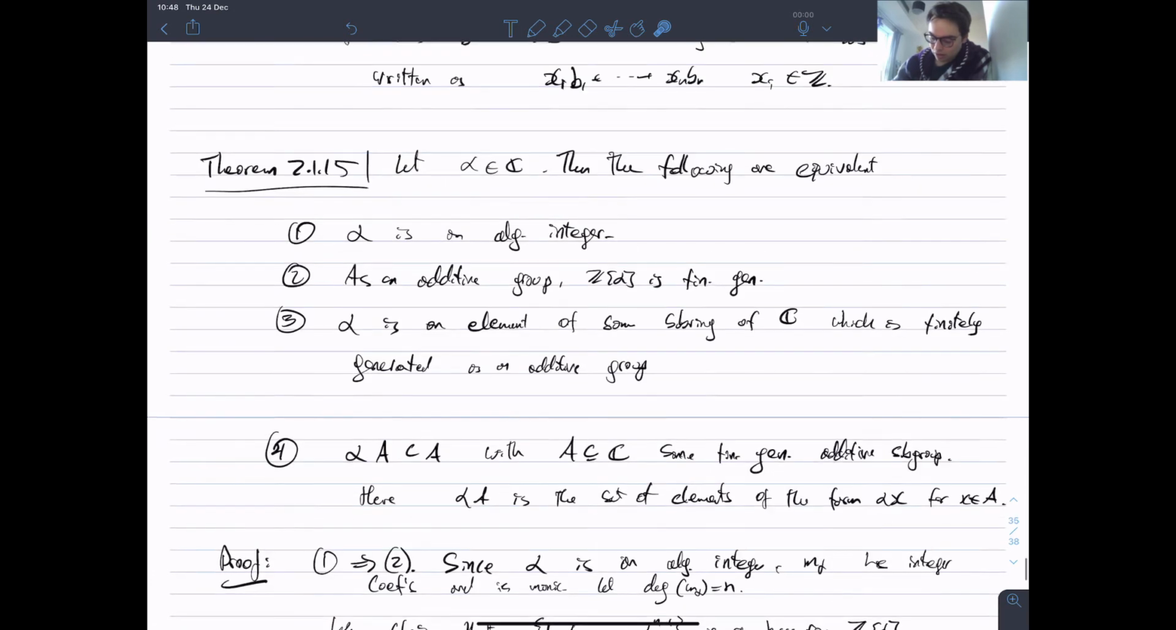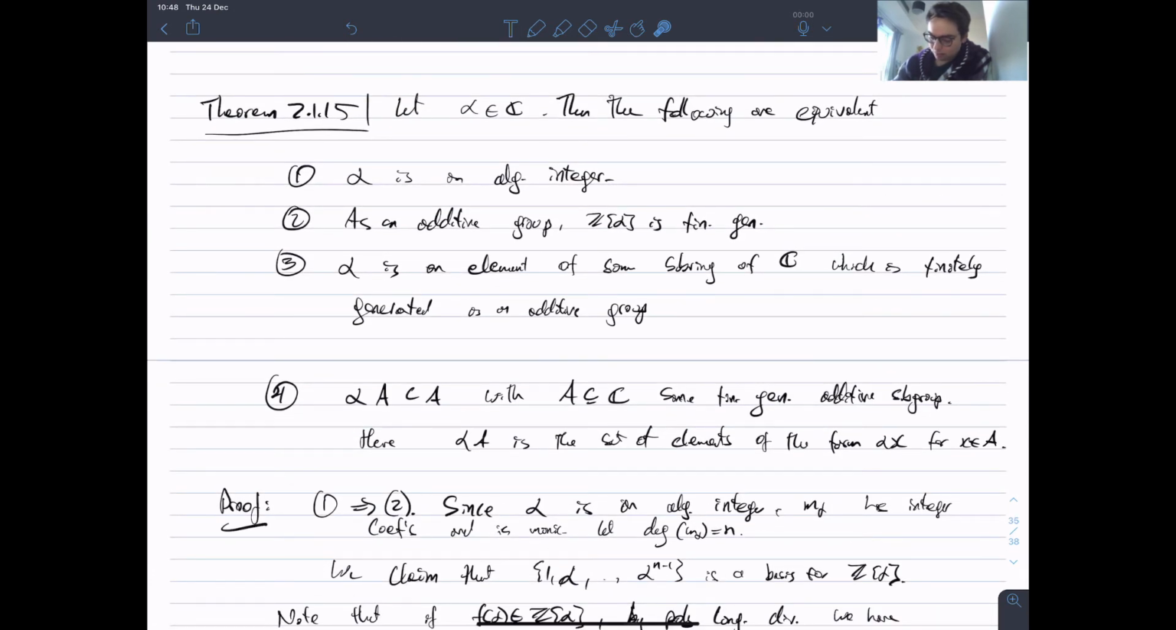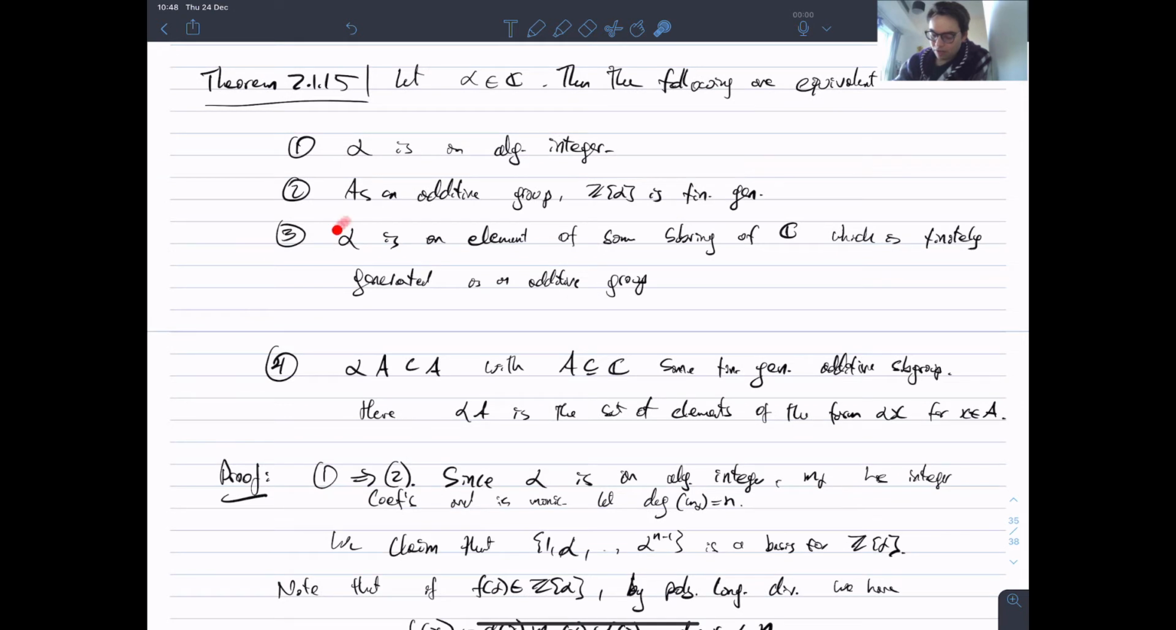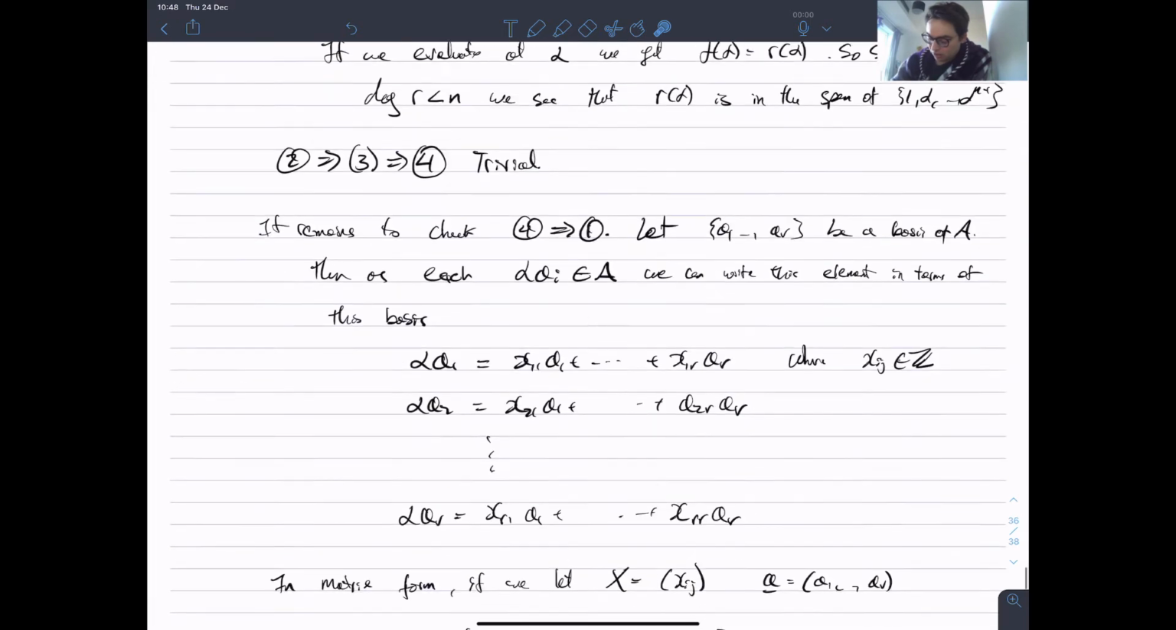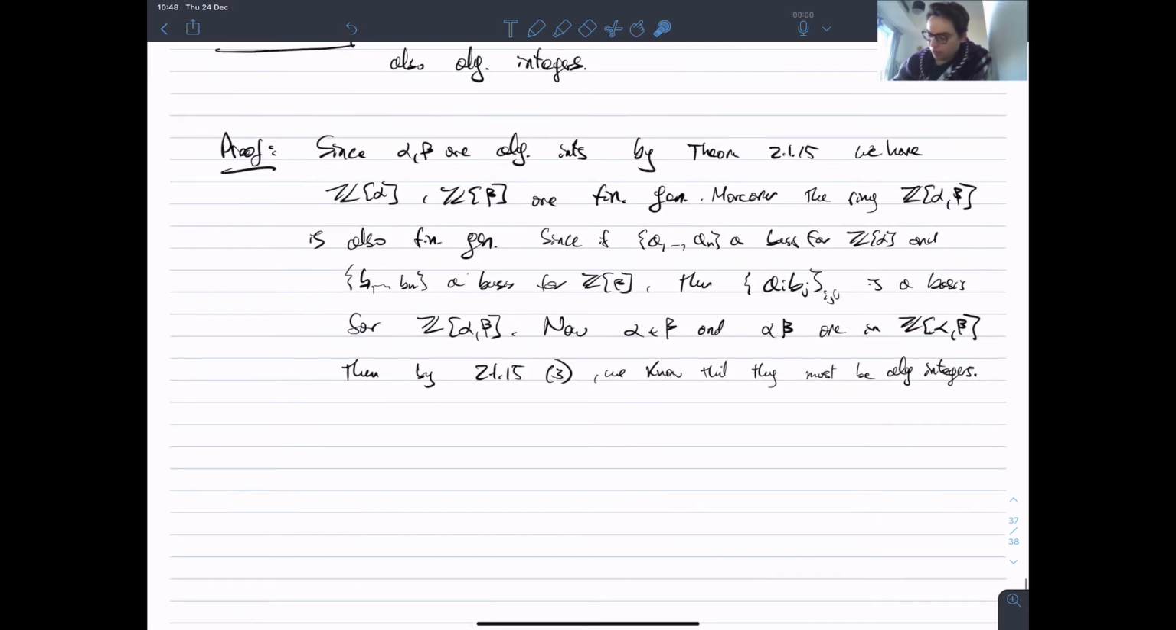Just go back and have a look. If you look at part 3, that says if I take any element of a subring which is finitely generated, then 3 implies 4, which implies 1. So alpha has to be an algebraic integer. So here is a ring which is finitely generated. Here are some elements which are in it. So both of these elements have to be algebraic integers.